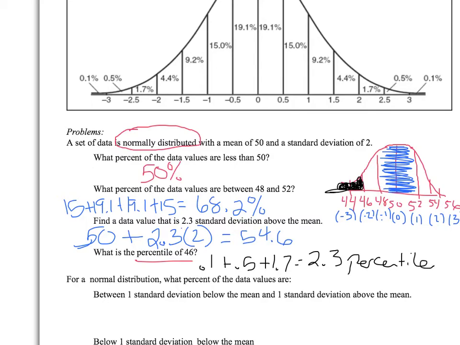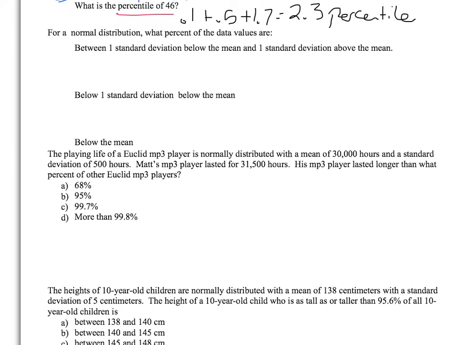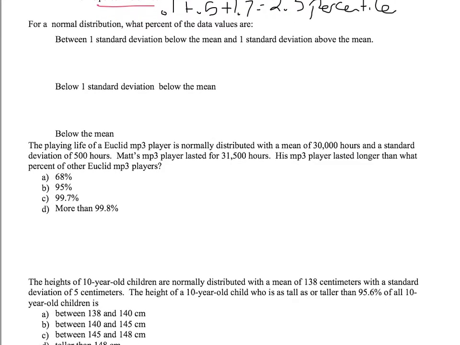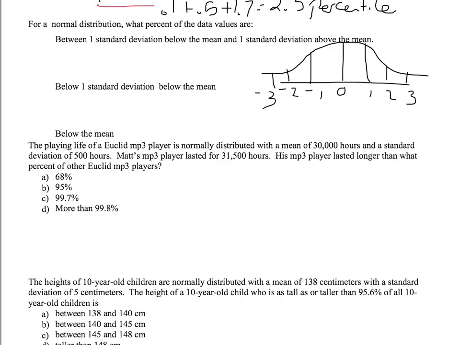Let's try another example. For a normal distribution, what percent of data values are between 1 standard deviation below and 1 standard deviation above the mean? So it actually doesn't give us mean and standard deviation values, so we'll just use the ones that they have on our reference sheet. At first, I want to find the area between 1 standard deviation below and 1 standard deviation above the mean, so that's the red area. For that red area, if I add them up, we did do it earlier, it's the 15s and the 19.1, and it ends up being 68.2%.